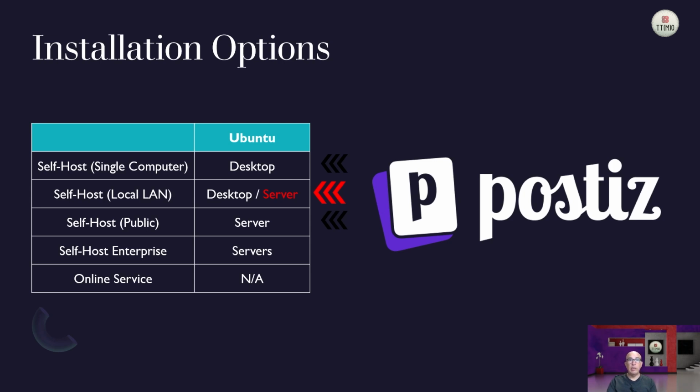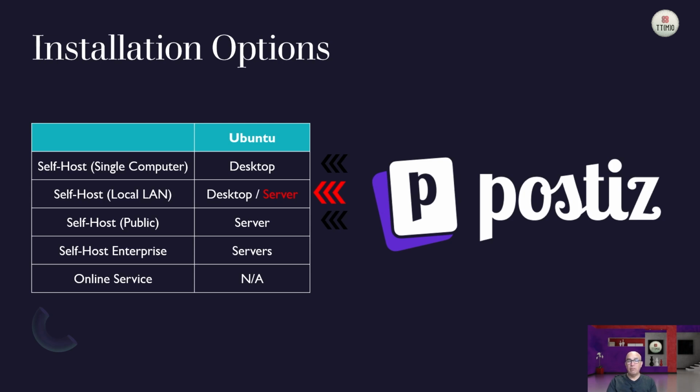The second option, self-host local LAN, means that computers on the local network will access the Postiz server, and the Postiz server itself will not be interacted with through the GUI. This is the option we'll be focusing on here, and even though you can install either the desktop or the server versions of Ubuntu, it makes more sense to install the server, since the server has a smaller footprint and you therefore get more bang for the buck.